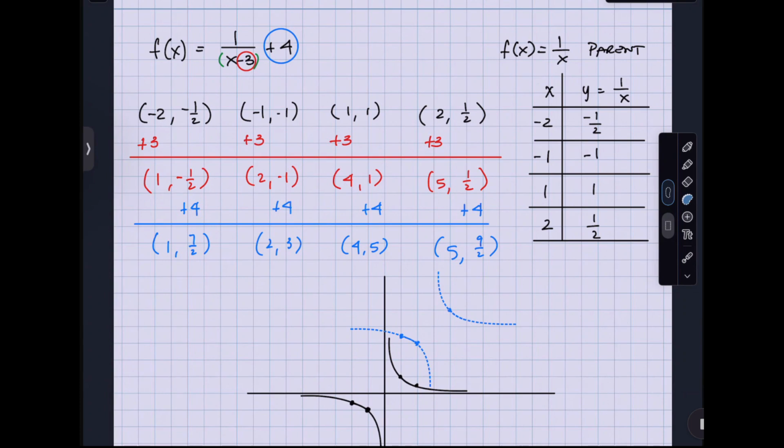So the black at the top are the 2 black ones in the graphing. Yes, this is the parent function. The blue is everything that we did here.